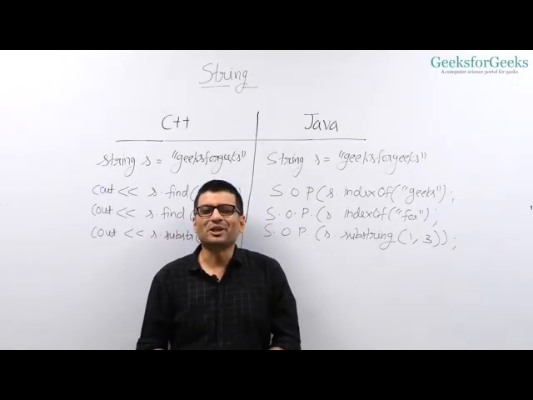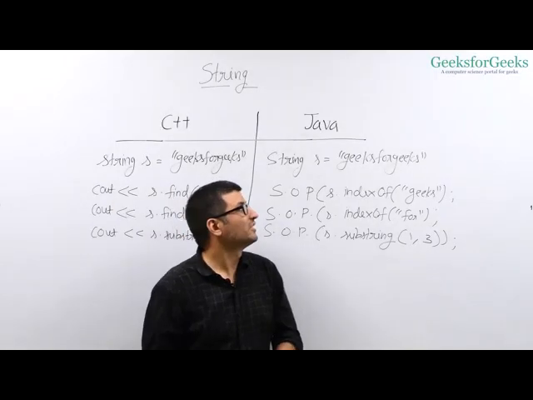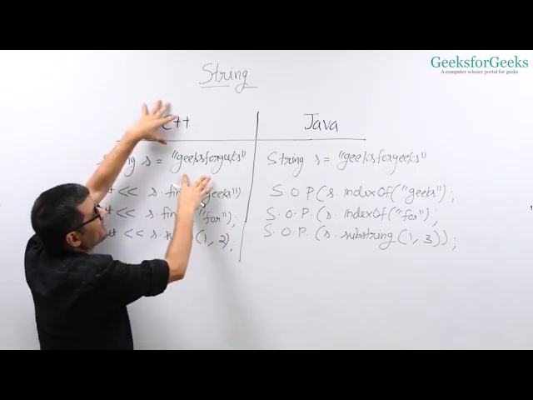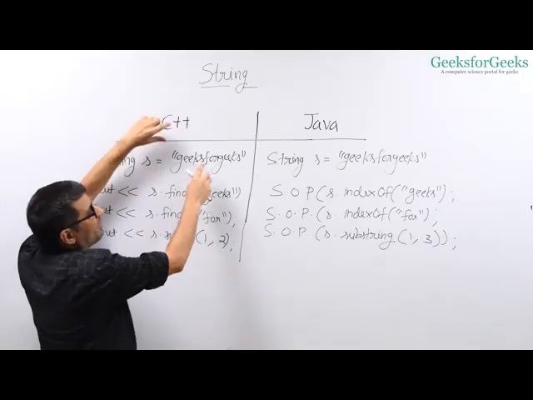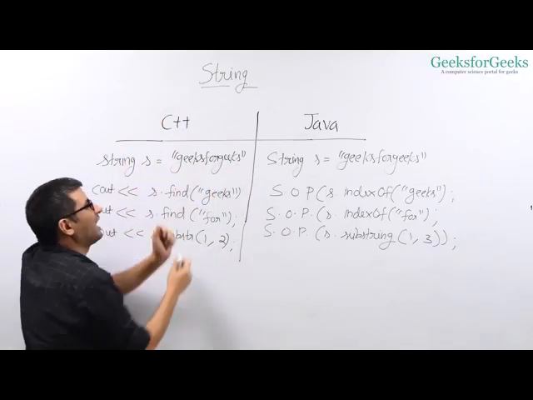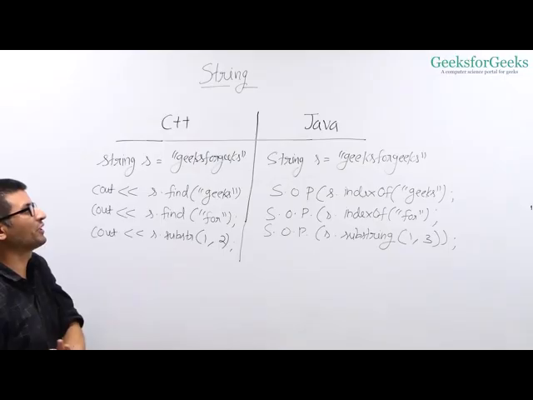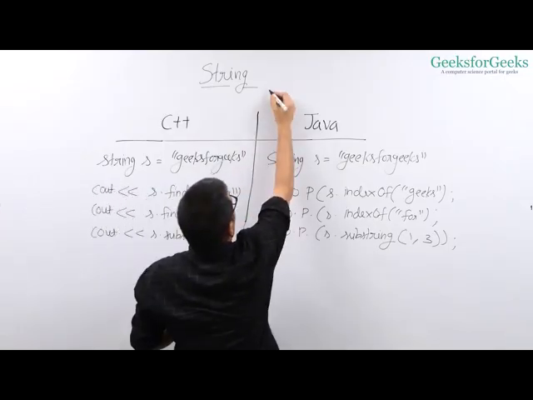Hi, in this video we are going to talk about string data structure. The good thing about string data structure is it has characters which have limited values. All these values in a string range from 0 to 255. They have only 256 possible values.